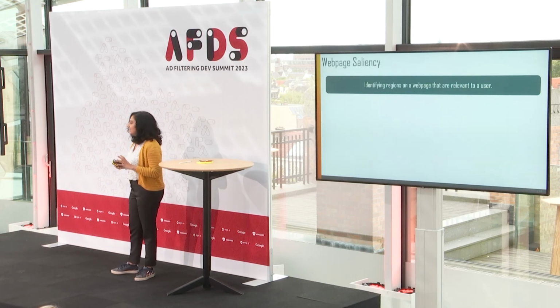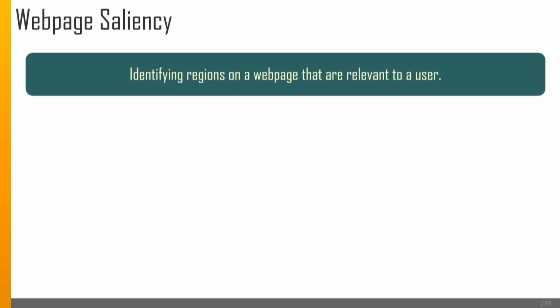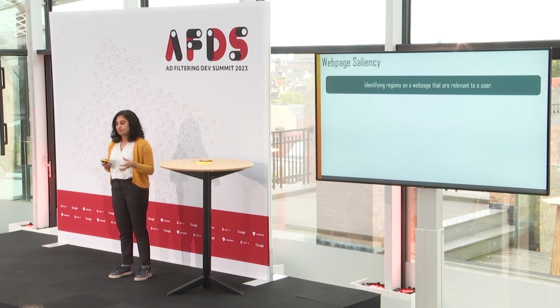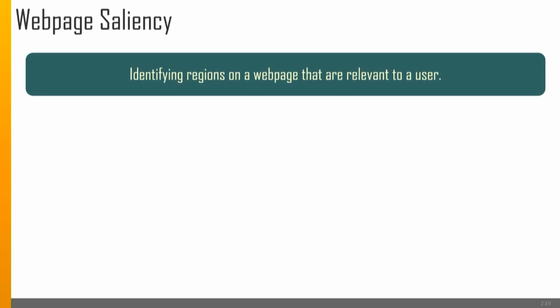So I'm going to talk a little bit about web page saliency. So saliency originally is in computer vision, and it's basically looking at images and looking at what are the most relevant parts of an image when a user looks at it. And web page saliency is sort of its own subfield because users interact with websites very differently than they interact with images, for example. So the point of web page saliency is to identify regions on a web page that are relevant to your user.